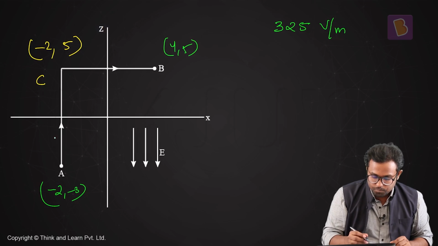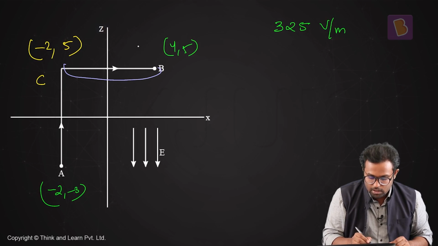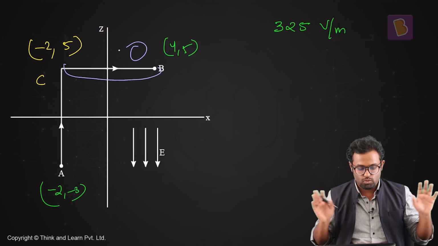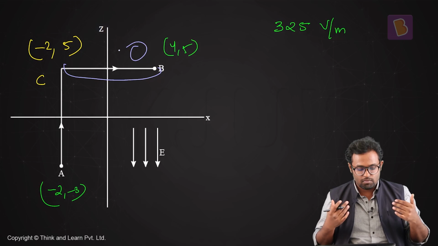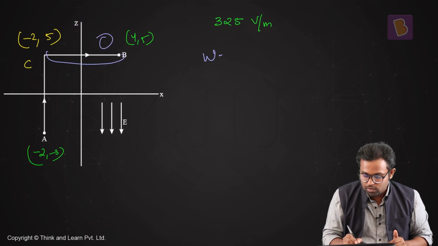So in this case, the work that you will have to do in moving it from C to B, from here to here, will be 0. So don't worry about that. All I have to worry about is the work done in moving it from A to C. Okay, and that work done, we have a simple formula for that.